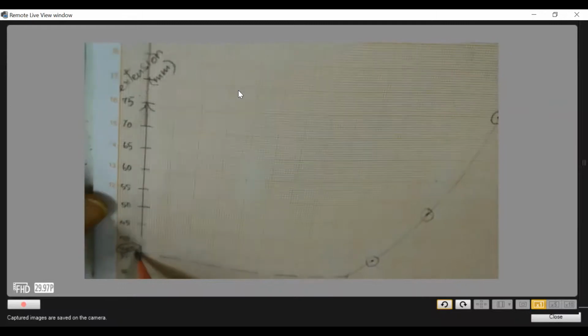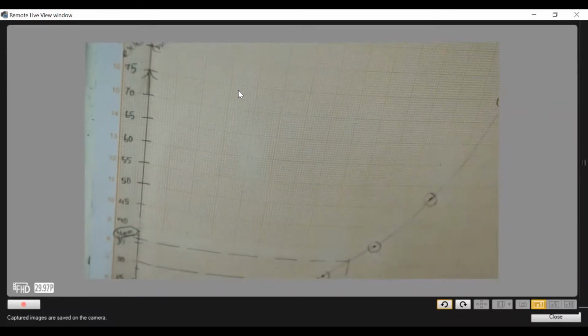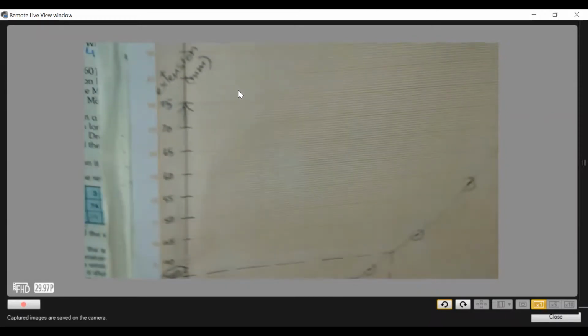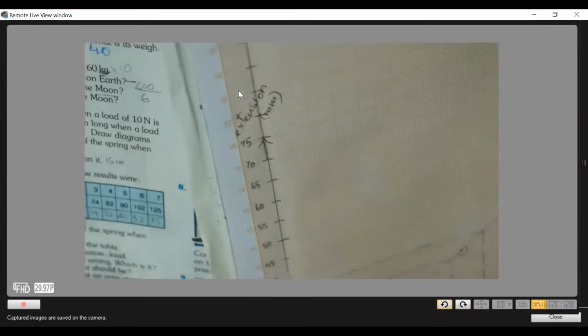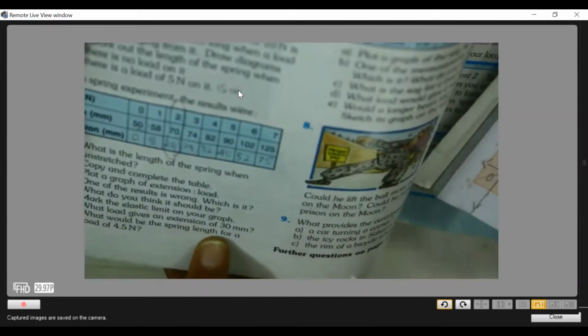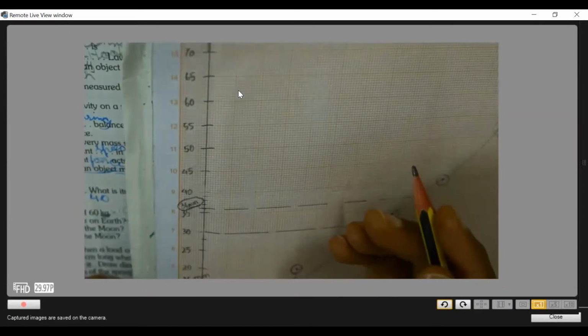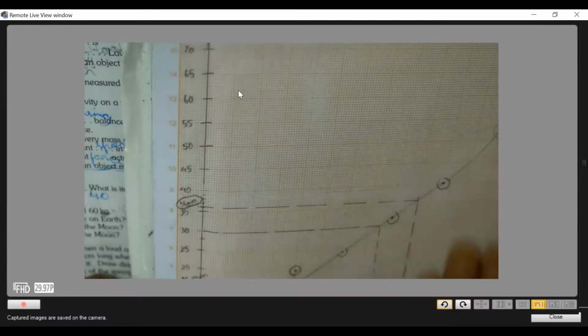So how can I get the original length from extension? Can anybody tell me? They are asking what would be the spring length for a load of 4.5 newtons. So this is extension. Javeria? We shall add the extension to the original length. Very good. Good job. So you add the extension to the original length, you will get the spring length.